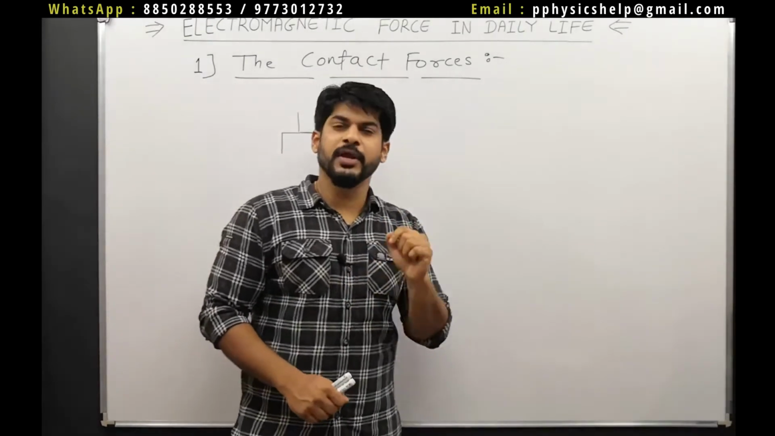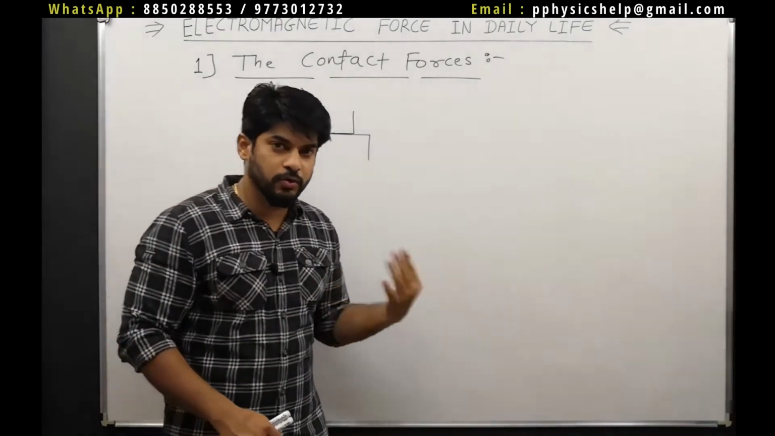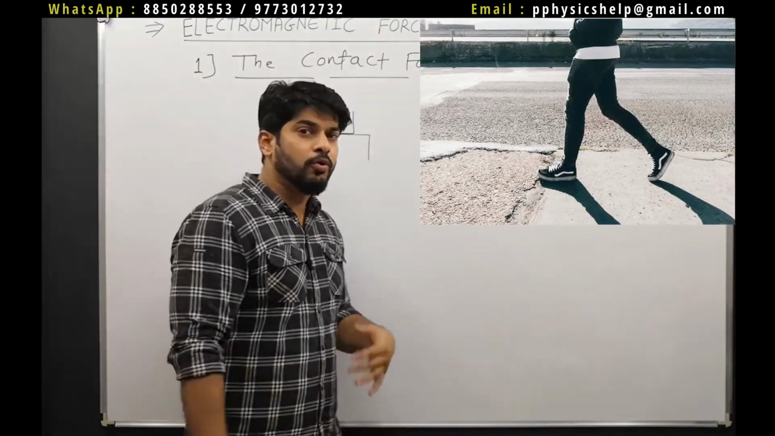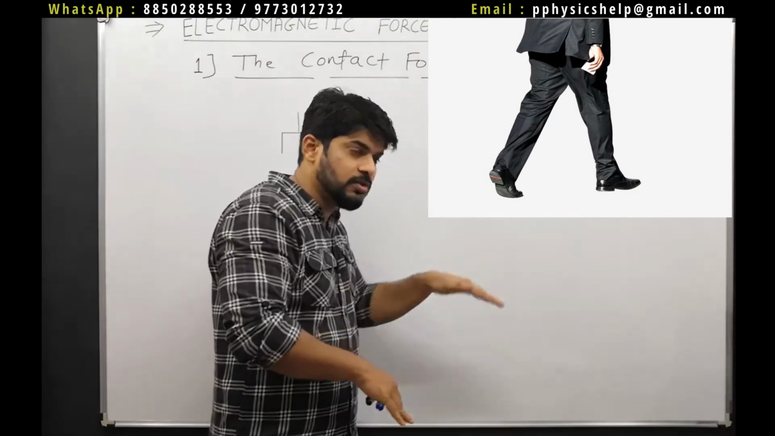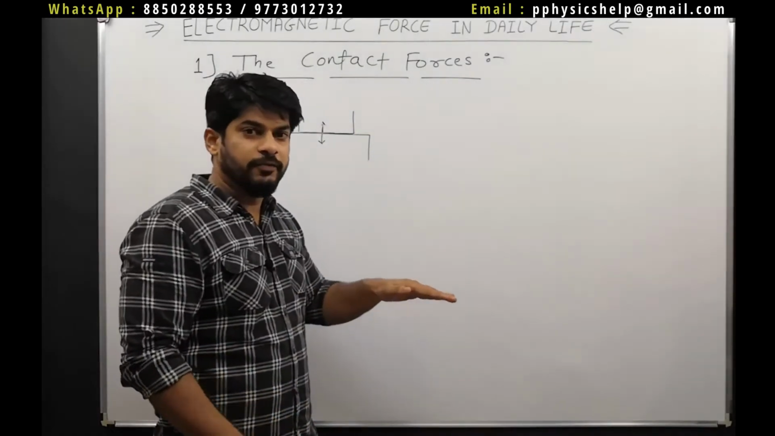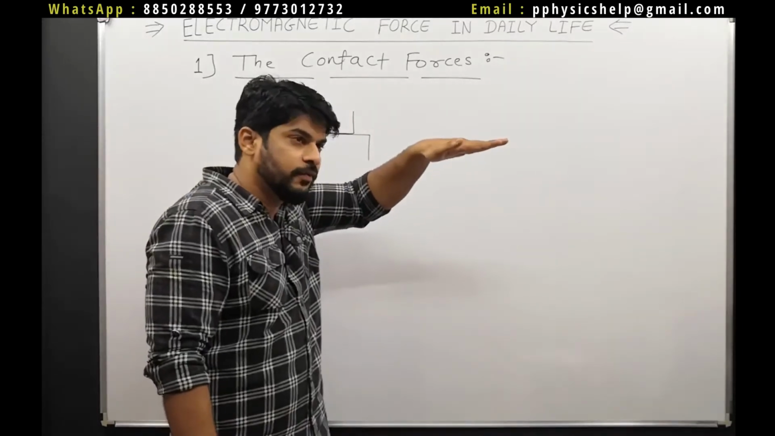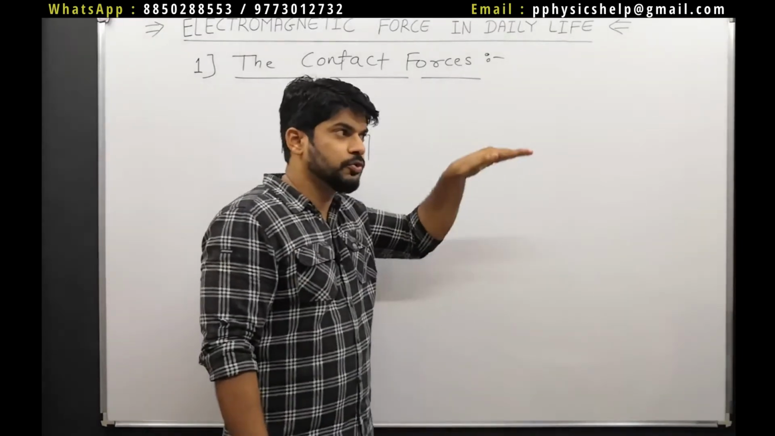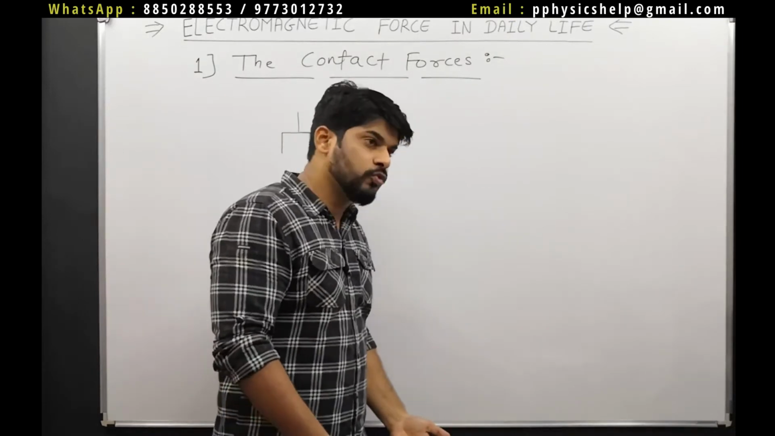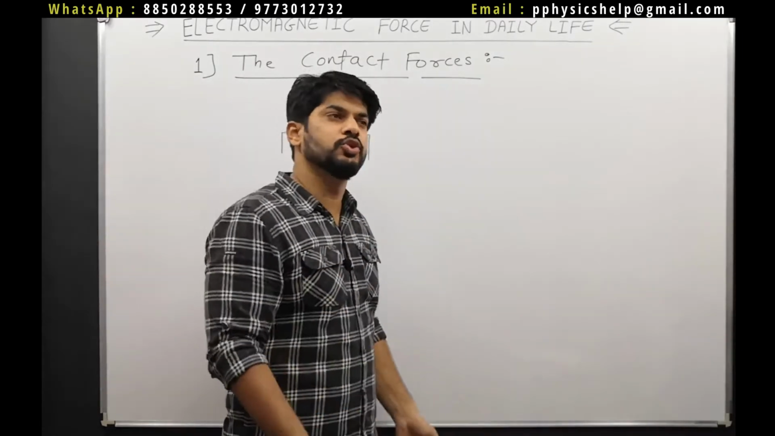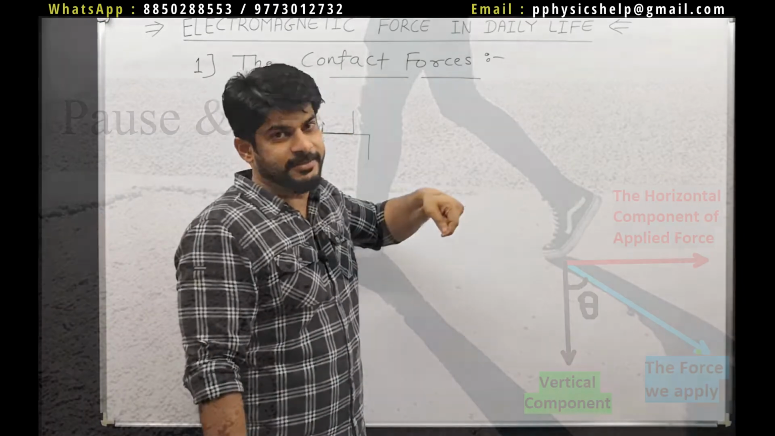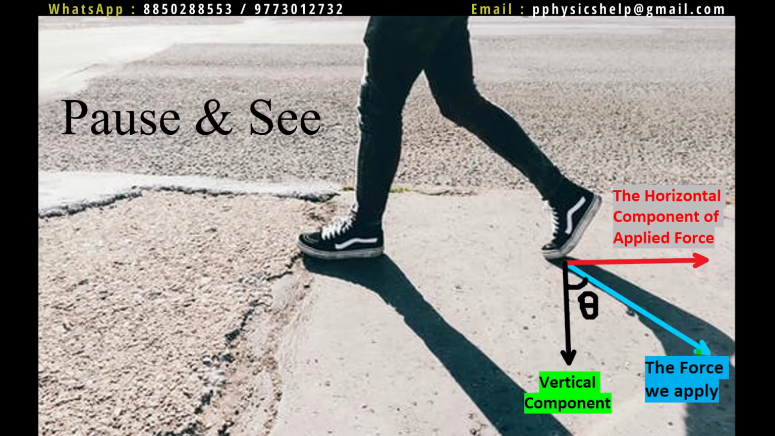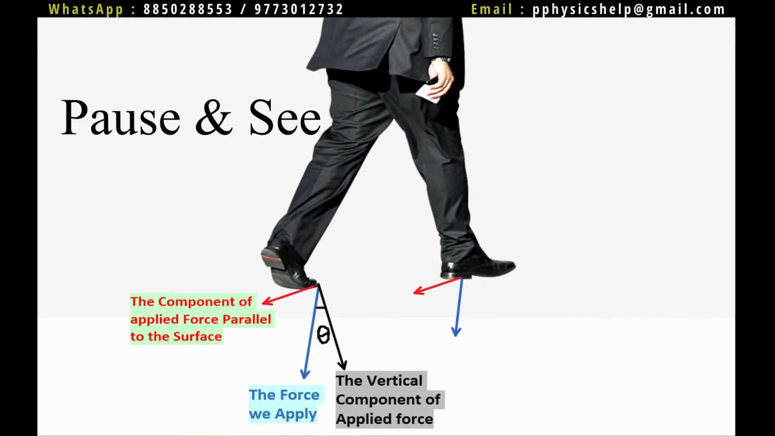For example, take walking. When you walk, you have to exert some force on the floor, and the force you apply is not exactly vertically downward. If you apply a force vertically downward, the floor will exert a force vertically upward, so you will just jump. To walk, you have to apply a slightly tilted force, making a certain angle with the vertical line.